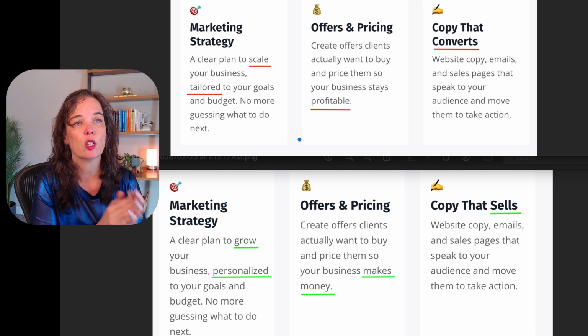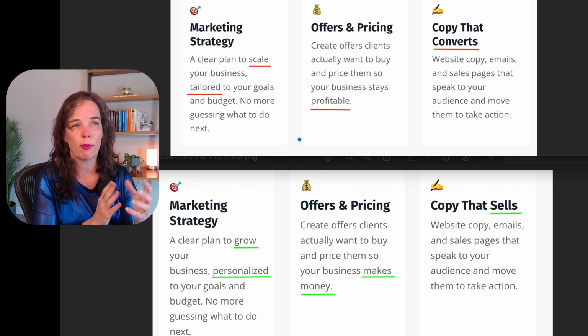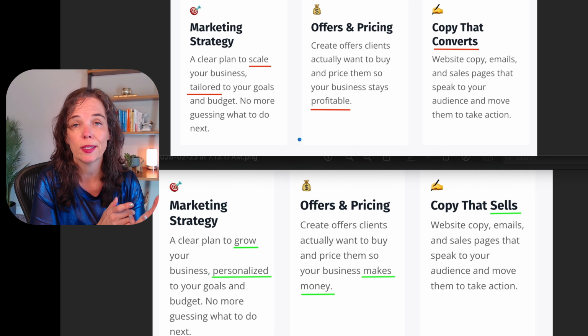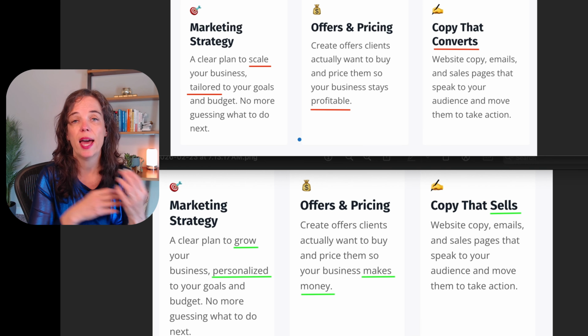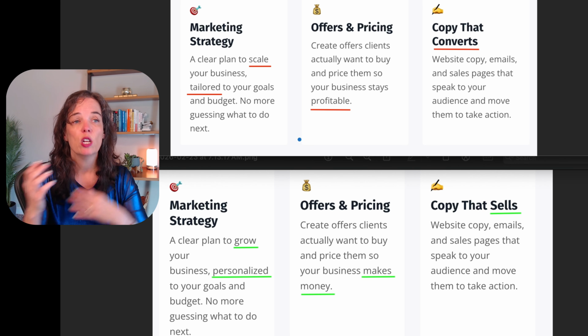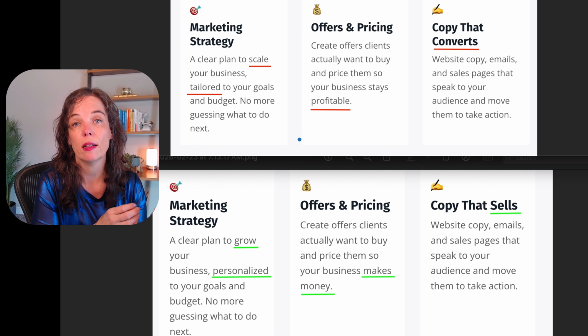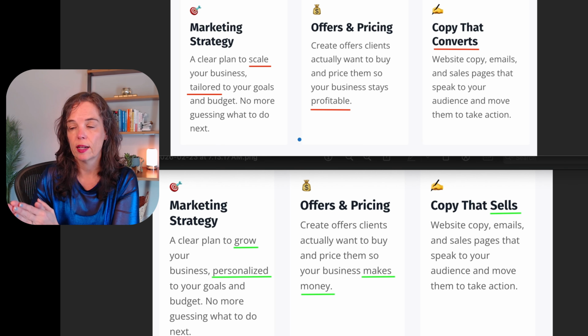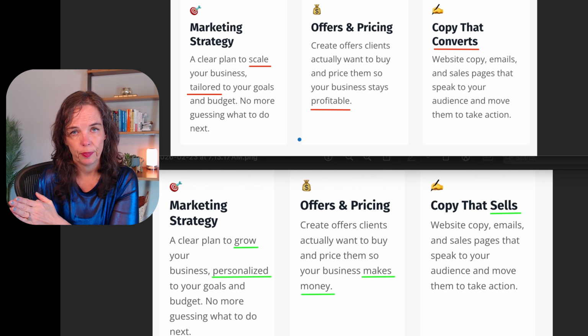The last one, I said copy that converts. We already talked about that earlier. I use the word conversion all the time. It's a marketing term, and I need to stop using marketing terms. So I said instead, copy that sells. Very simple. You're trying to sell something. This is the kind of copy.